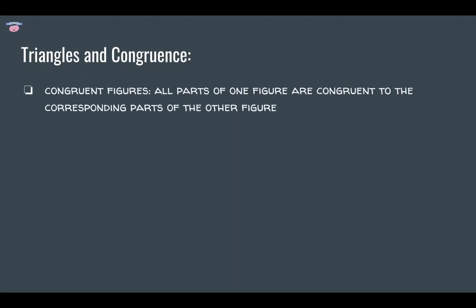A congruent figure is where all parts of one figure are congruent to the corresponding parts of another figure. As we'll see in triangles, this can mean that this side is congruent to the corresponding side. This is congruent to this, and this is congruent to this. And it also means this angle is congruent to this angle, and so on and so forth for all angles.